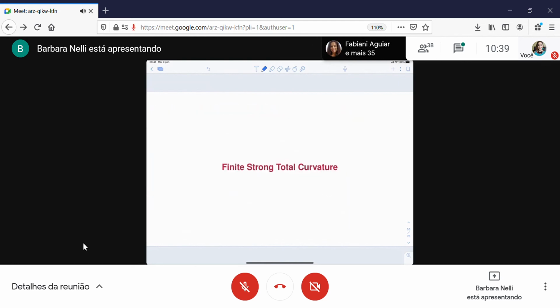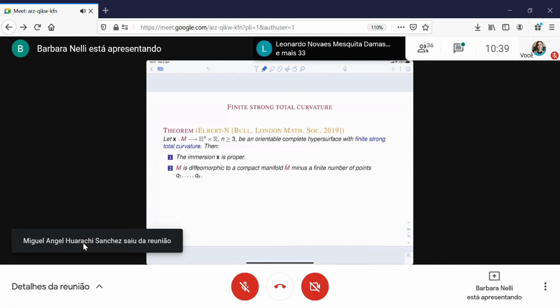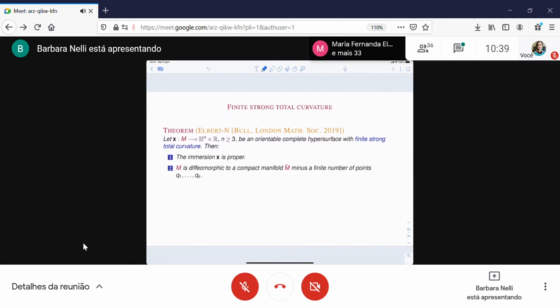We have to give the notion of finite strong total curvature. But we state the theorem first, and then I will say what finite total curvature is. The theorem, which is with Fernanda, is the following. Let X be an orientable complete hypersurface with finite strong total curvature. Then what we get is that the immersion is proper, and M is diffeomorphic to a compact manifold minus a finite number of points. So finite total curvature gives you properties on the ends of the hypersurfaces.